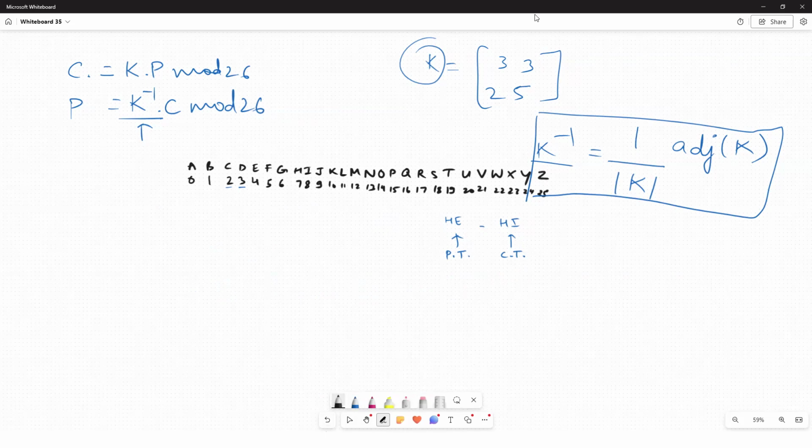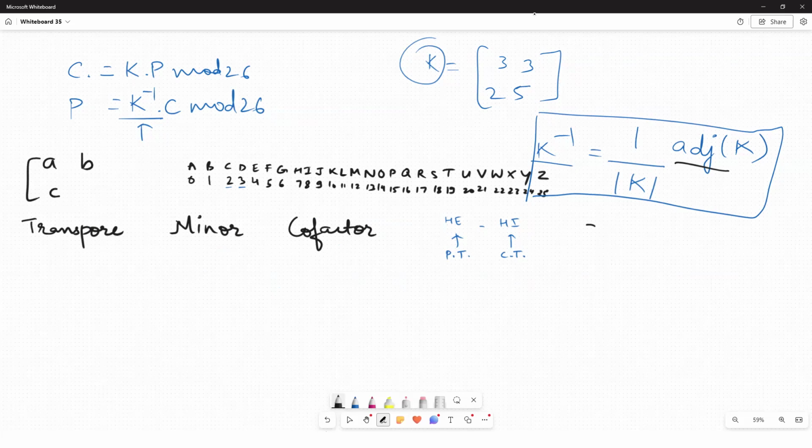Okay, so we have this key which is 3325. In order to calculate the adjugate for K, you have to do three operations. The first operation is transpose. The second operation is find the minor. And the third operation is finding the cofactor.